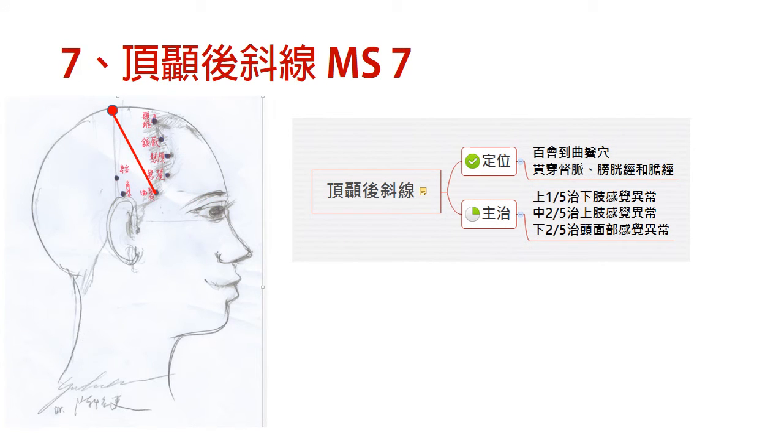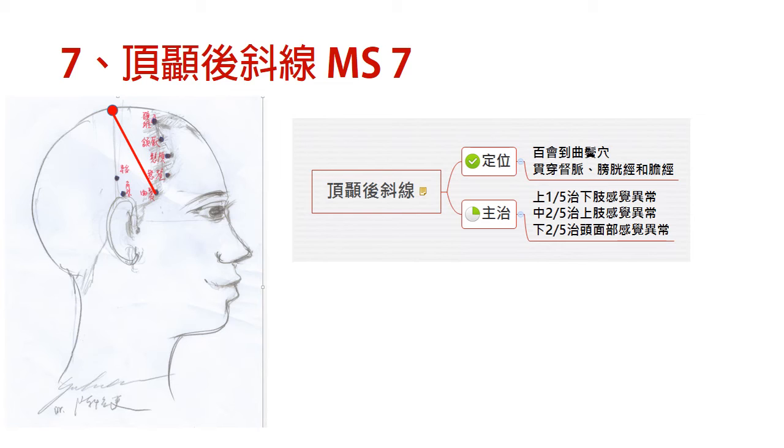Now talk about MS7. It's the posterior oblique line of the vertex temporal. We call MS7. Location on the head, parallel line, one cun posterior to the anterior oblique line of the vertex temporal, from GV20 to gallbladder 7. Indications, also complicated a little bit.